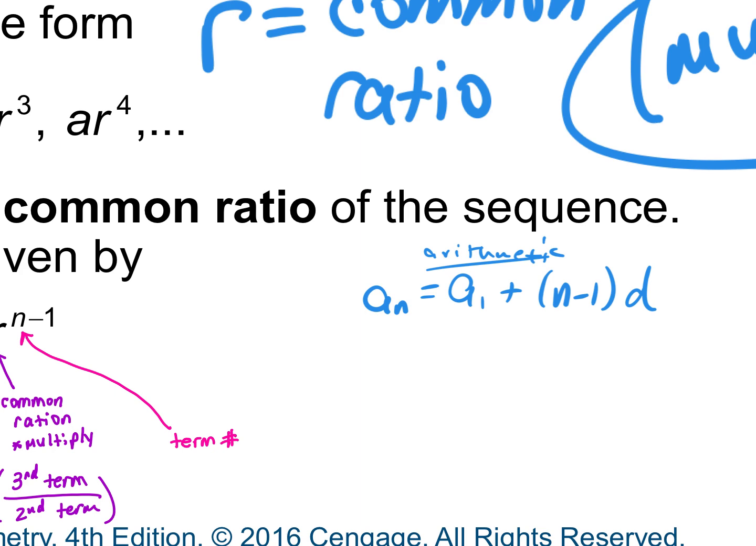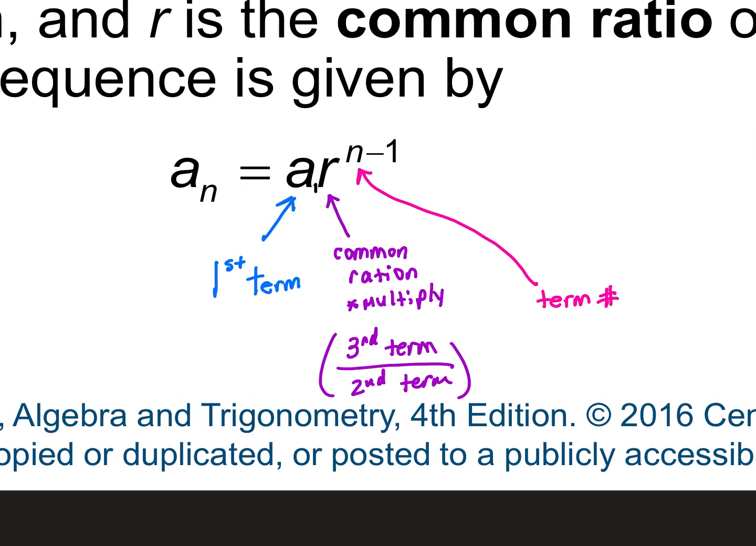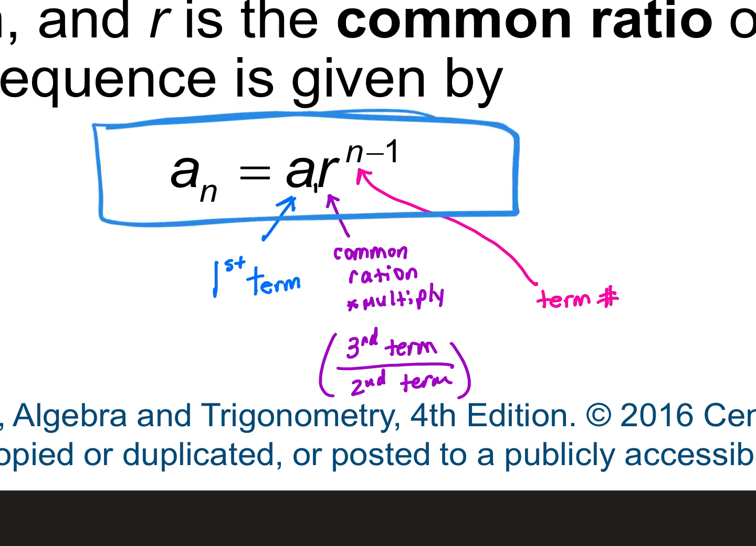All right, we have a formula for our geometric, and this is it. It's very, very similar. You still have to find the first term, that's your a sub 1. Instead of your common difference, you find the common ratio. And then in the exponent is where you have the term number, and it's always n minus 1. This is the formula that you guys need to memorize. You will not be given this on your test. You have to know this formula.